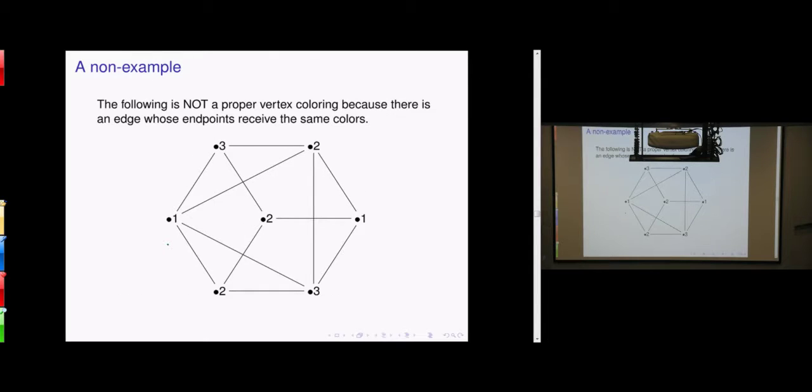Now let's look at an illegal, not proper coloring. For example, suppose I color it this way. Now, look at this edge.